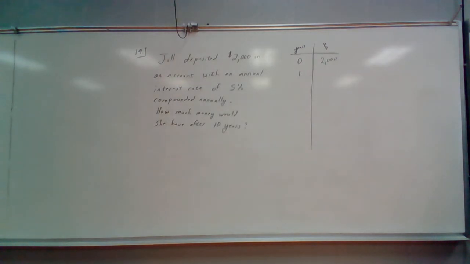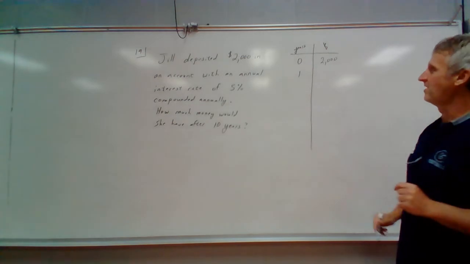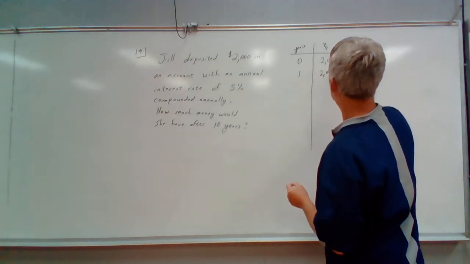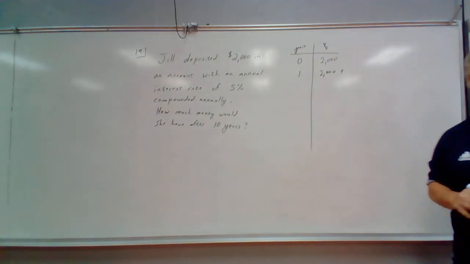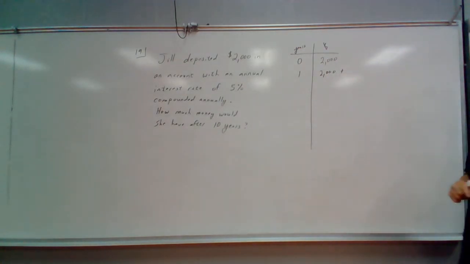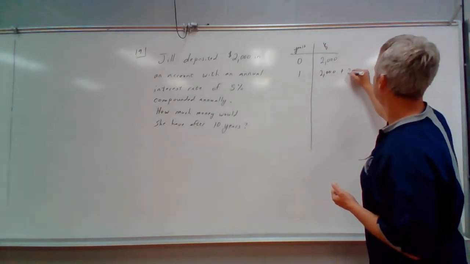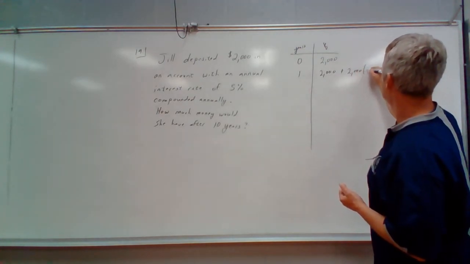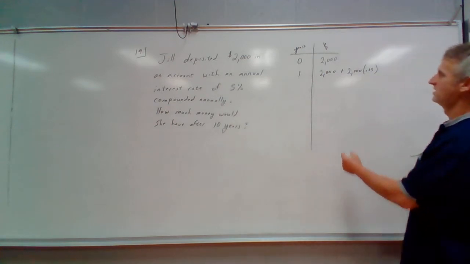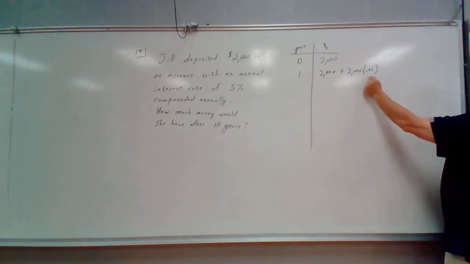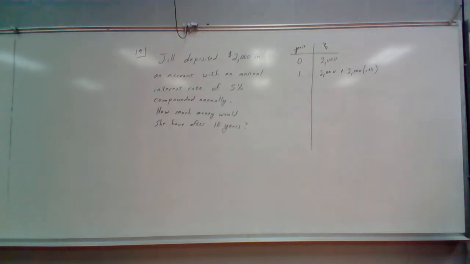the amount in her account has an interest rate of 5%, which is compounded. All right, so what that means is she's going to have the $2,000 plus 5% of $2,000. How do you figure out 5% of 2,000? Well, you multiply 2,000 times 0.05. So she's got the original $2,000 plus 5% of 2,000. So that's what it means to compound at 5%.